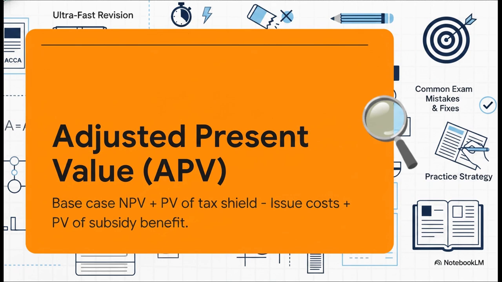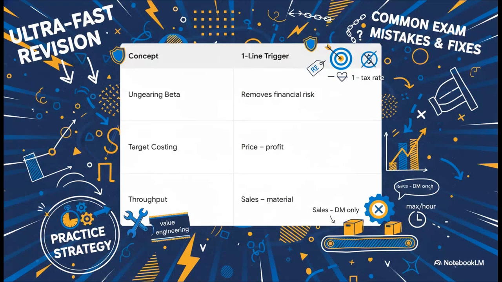Boom. Adjusted present value. If you're sitting Advanced Financial Management, this is an absolute must-know. APV literally separates the operating NPV from the financing side effects. You need to instantly generate this formula in your head. Base case NPV plus the present value of the tax shield on debt minus your issue costs plus the present value of any subsidized loan benefits. Drill that exact sequence. Base plus tax shield minus issue plus subsidy. Lock it in.